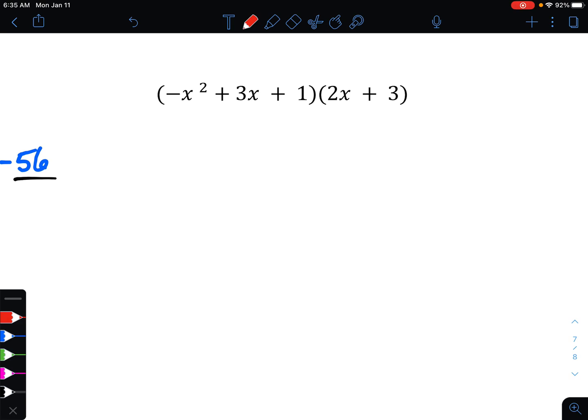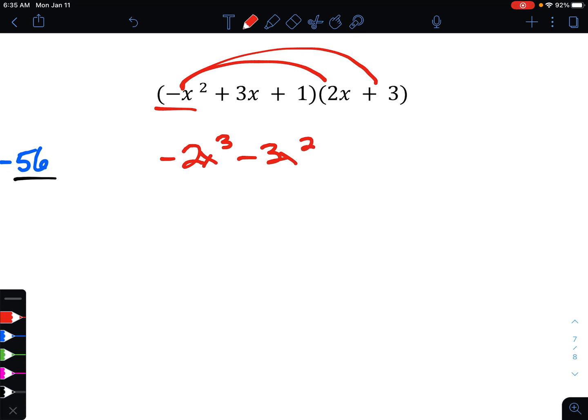And so here's what we're going to end up having to do, is we're going to have to take each of these 3 terms and distribute it. So let's look at what that is going to be like. We're going to start with negative x squared. So negative x squared multiplied by 2x is negative 2x cubed. And then negative x squared multiplied by 3 is a minus 3x squared. Next, we'll take our next term, which is our plus 3x, and do the same thing. So 3x multiplied by 2x is a positive 6x squared. And then 3x multiplied by 3 is a plus 9x.